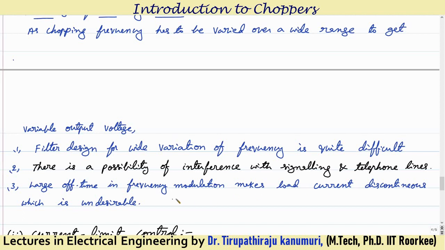Let us take for example, you are maintaining the on time constant and varying the total time period. In that case, the off time is continuously variable. When the off time is very high, what will happen? Continuous conduction of the current may not be possible. The current may become equal to 0.